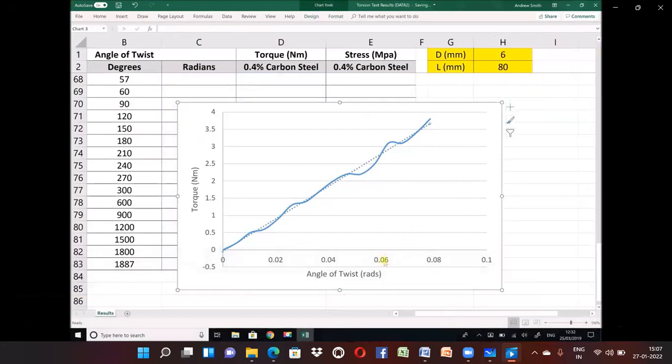Let's add some minor grid lines. So add minor grid line. And let's add some minor grid lines over here.